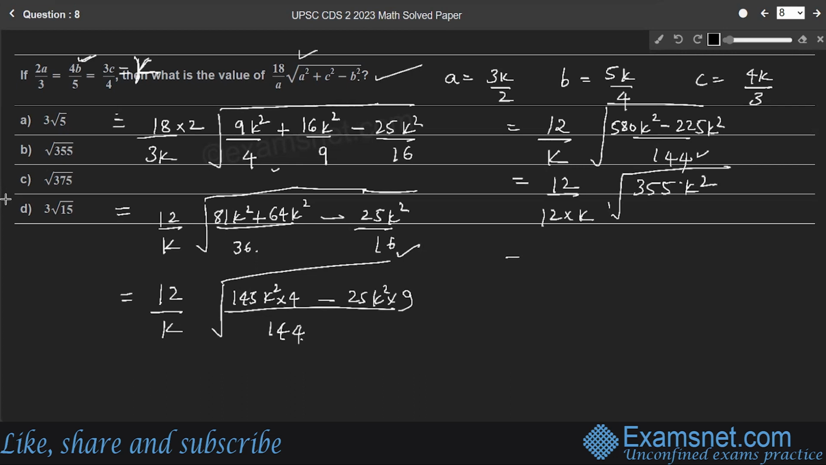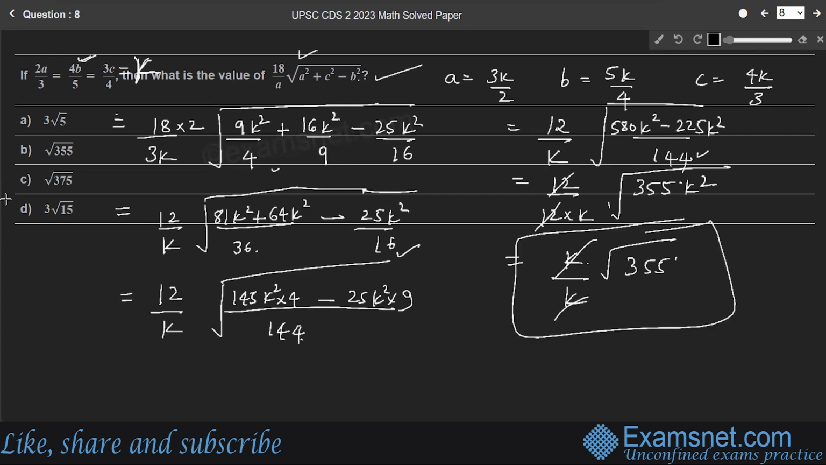Since root of k square is k, we have here 12 and 12 cancelled, and if you take out k square, it becomes root of k square is k, and k by k will get cancelled. So we have root of 355 as the answer, right? Square root of 355 is the final answer, option B.